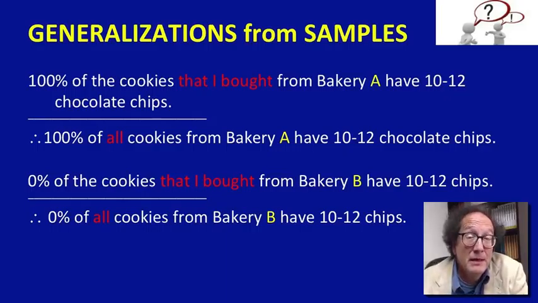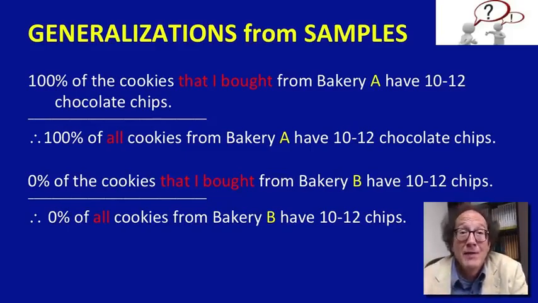The problem is you can't generalize from just one cookie. The cookies aren't made in a totally mechanical way where they count the chips before they put them in the cookies. Then you can't know that every cookie is the same. And if you can't know that every cookie is the same, then you can't generalize from one cookie alone to all the cookies in the bakery.